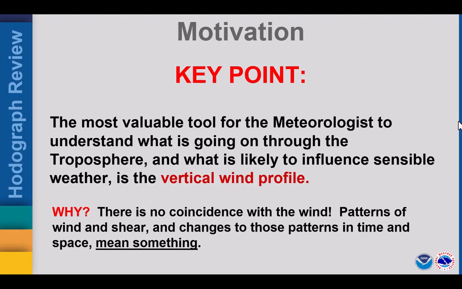So a key point with regard to the motivation for this module is that this is one of the most valuable tools for the meteorologist to understand what is going on through the troposphere and what is likely to influence sensible weather. This concept of the vertical wind profile and how it appears on the hodograph. Why is this important? Because there's no coincidence with the wind. Patterns of wind and shear and changes to those patterns in time and space mean something. Something is occurring in the troposphere that could influence convection.